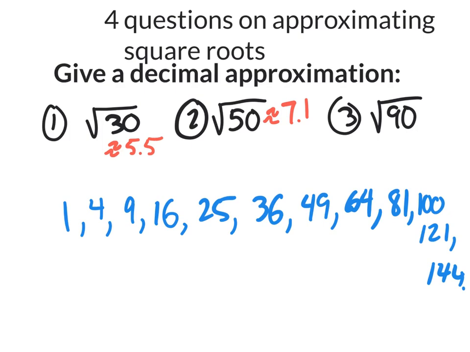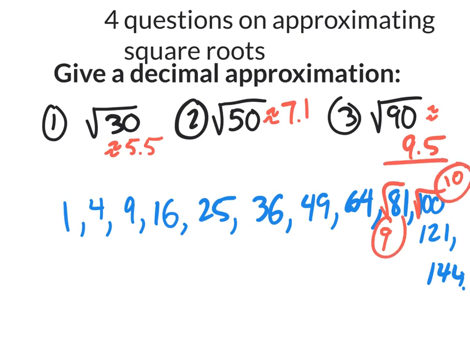How about the square root of 90? 9 point, what do you guys say? 9.1, 9.5, or 9.9? Let me ask you this. Is 90 really, really close to 81? Is 90 really, really close to 100? It's pretty much in between, right? So you're going to say 9.5. Again, the square root of 81 is 9. The square root of 100 is 10. So in between 9 and 10 is 9.5.